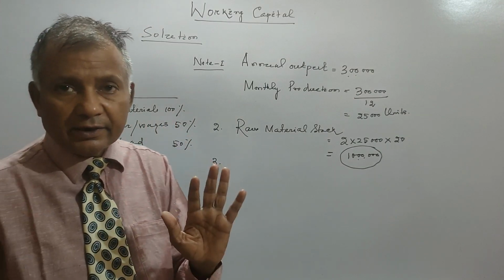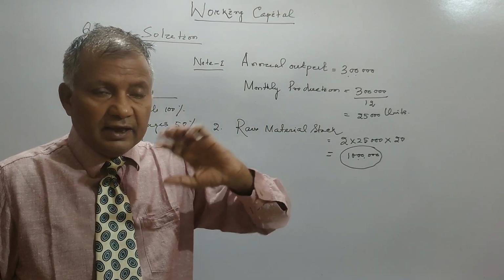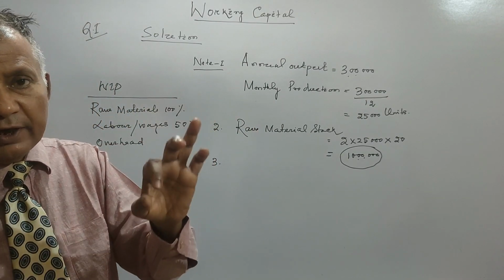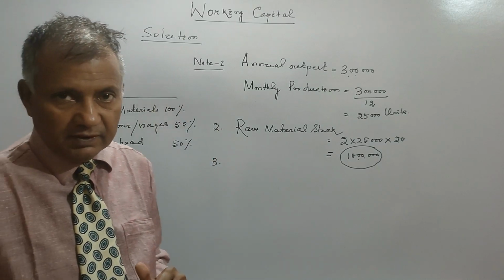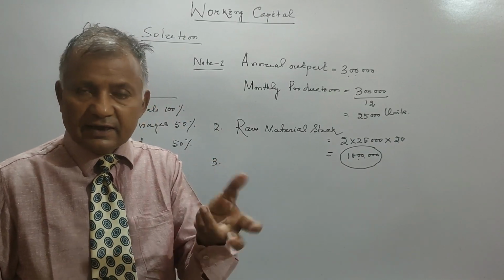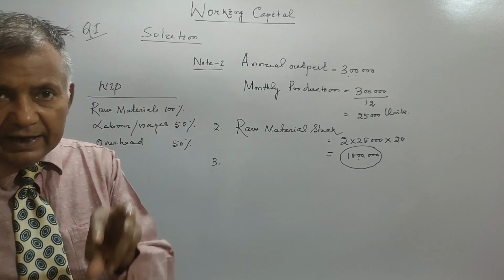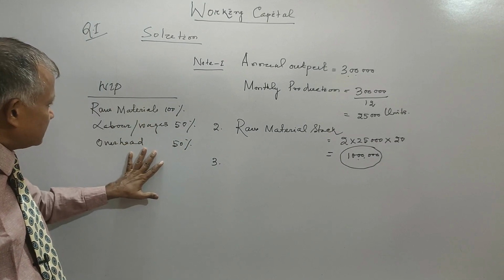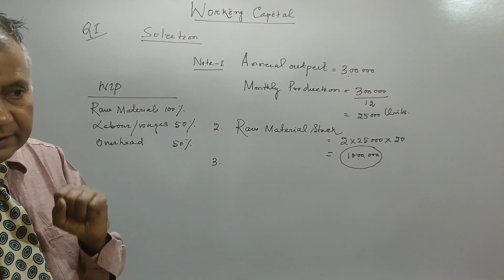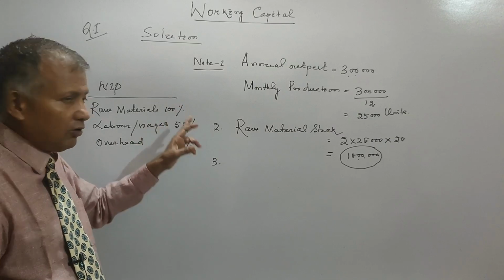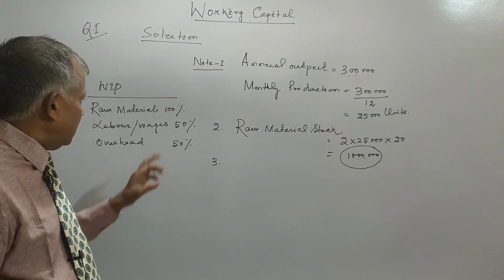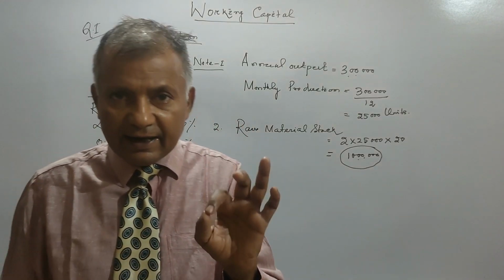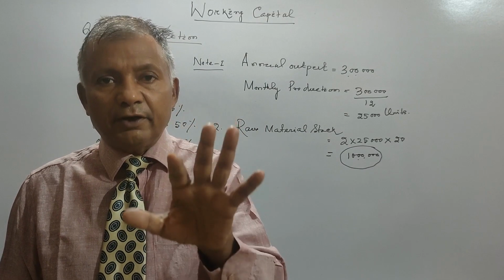Here there is a logic. The logic is that if the degree of completion of work in progress is not given, how much finish that has not been given, we assume that the work in progress means 50% complete. So we take the raw material 100%, labor and overhead other expenses are taken at 50% of requirement.